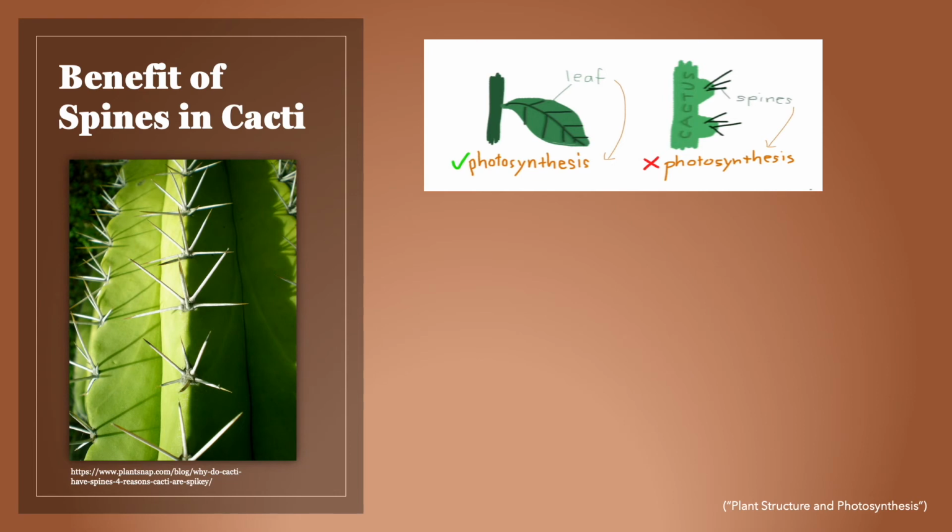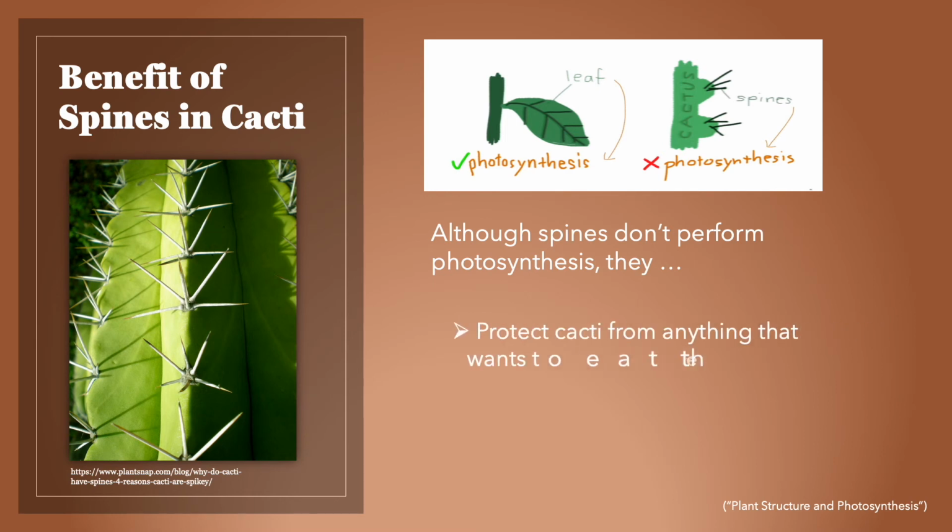Unlike most plants which have leaves that can undergo photosynthesis, most cacti have visible thorn-like structures known as spines, which are not able to perform photosynthesis. Although cacti spines do not perform a photosynthetic function, cacti spines are used to protect themselves from anything that wants to eat them. The spines of cacti also help to minimize the amount of water loss during transpiration.